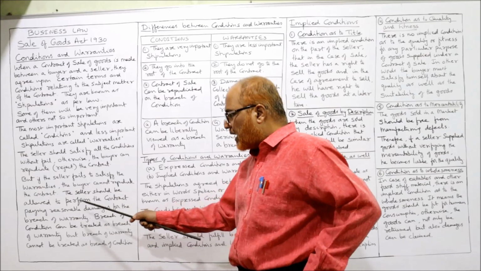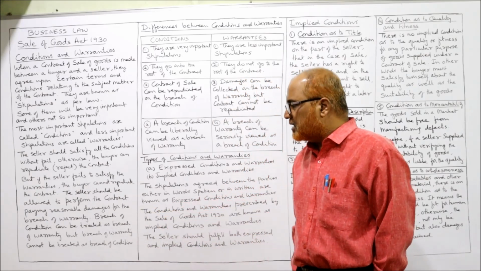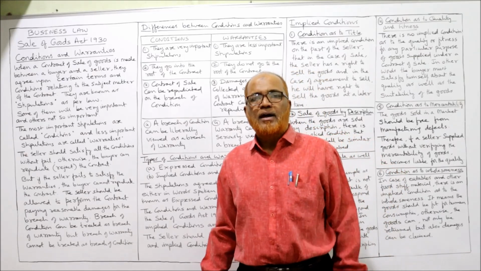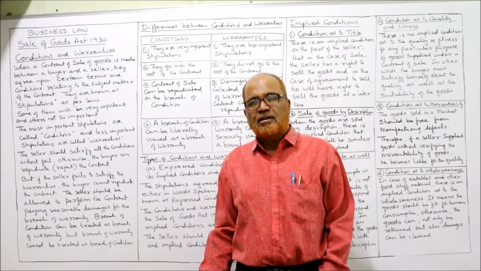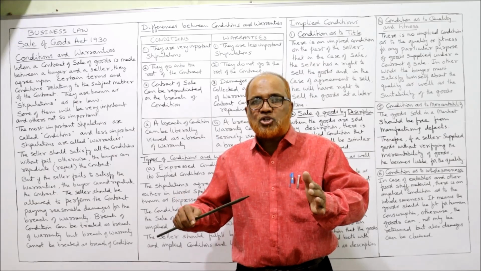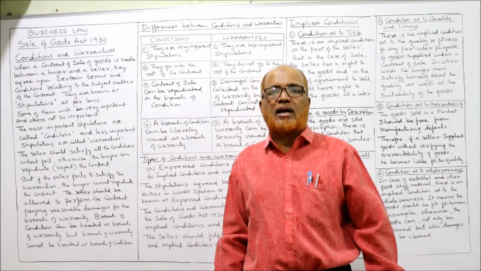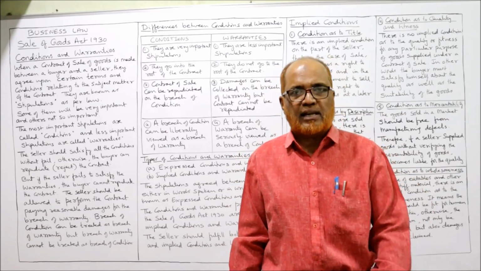The seller should be allowed to perform the contract, paying reasonable damages for the breach of warranty. Now see here, seriousness. Conditions are very serious. If there is a breach of condition, the buyer will repudiate, reject the contract. He will return the goods to the seller.